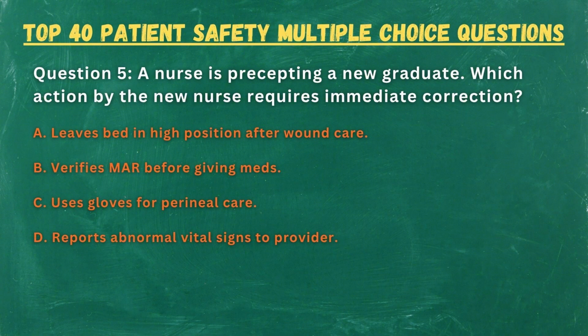Question 5. A nurse is precepting a new graduate. Which action by the new nurse requires immediate correction? A. Leaves bed in high position after wound care. B. Verifies MAR before giving meds. C. Uses gloves for perineal care. D. Reports abnormal vital signs to provider.